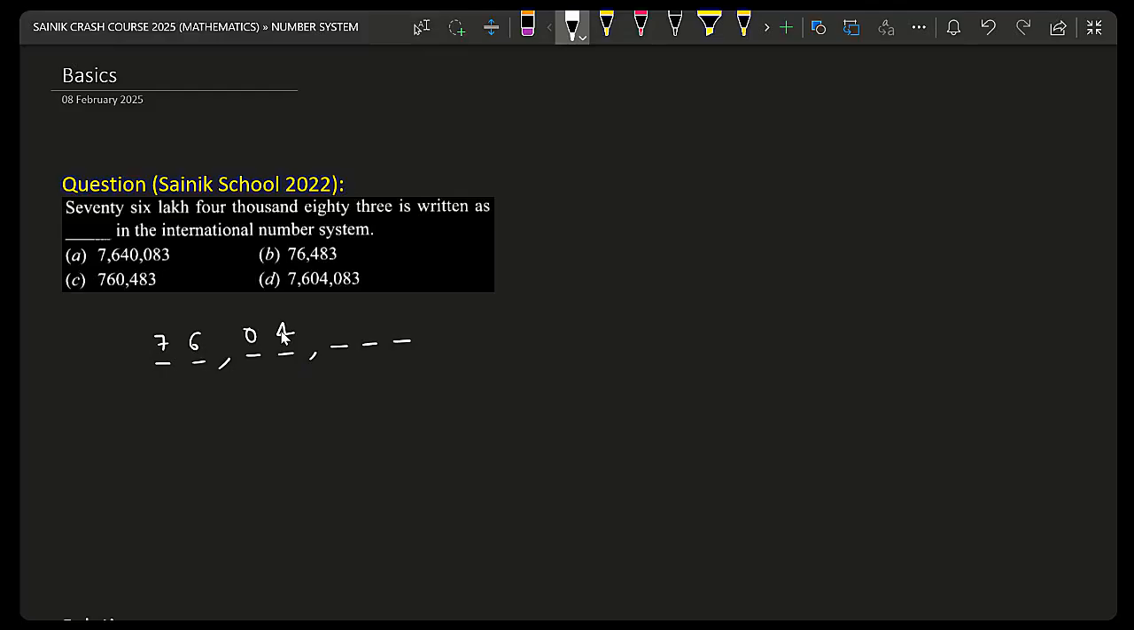And continue reading the number. 83. Just 83. How can I write 83 in the ones period? In the ones period, I want to write 83. How can I write it? 083. Very good. 083. But is this in the Indian system or the international system? Indian system. But they're asking in the international system, no? Yes, sir. So let us write the digits as they are.